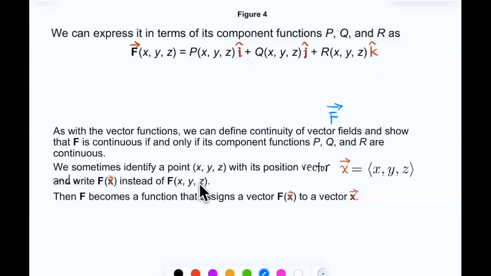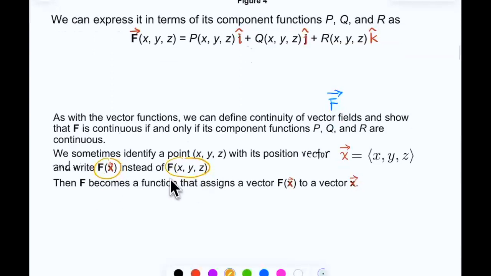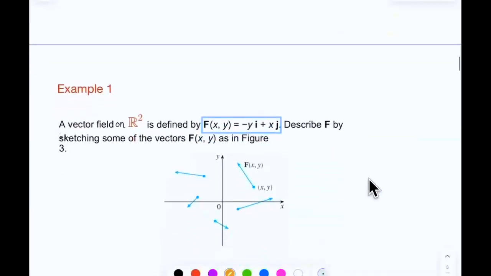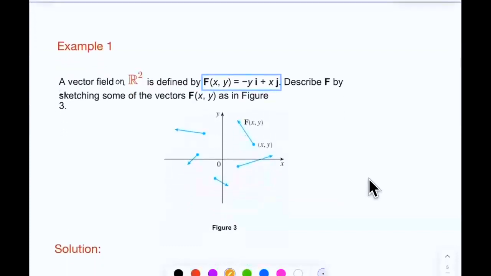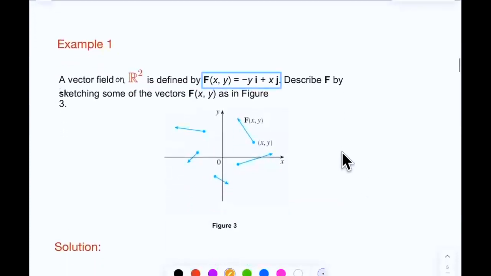Instead of writing it the other way, these two are actually interchangeable. So you can either write it this way or this way, but this one looks simpler. If you write it that way, then this F becomes a function that assigns a vector to this vector. Okay, it's better that we have some examples. Let's look at the first example.